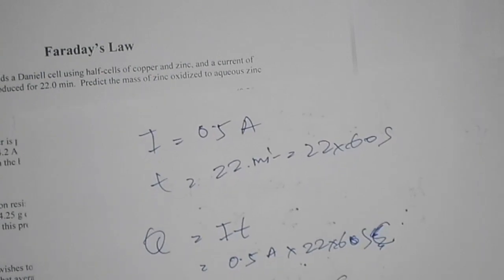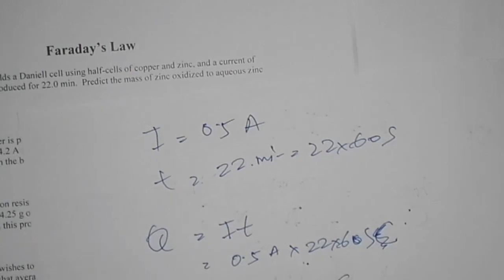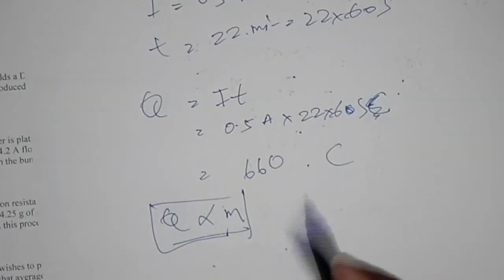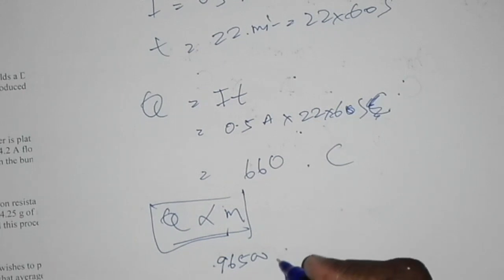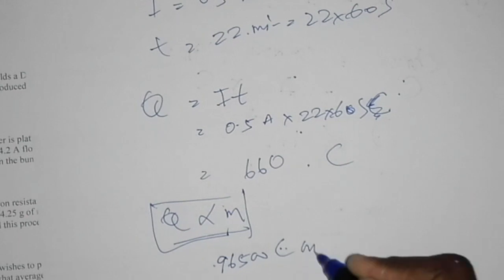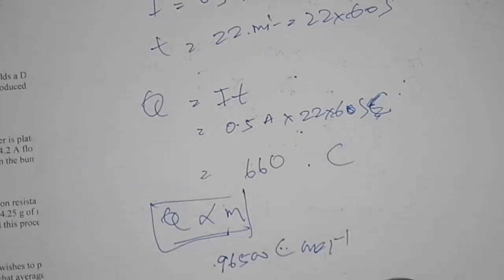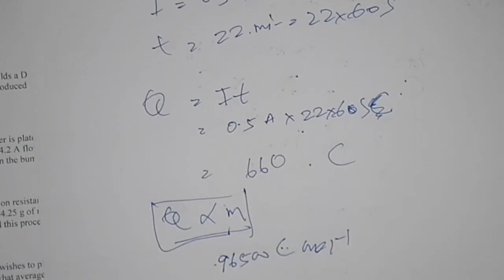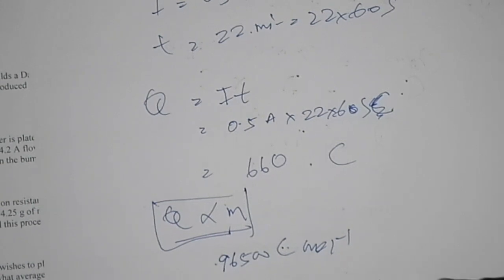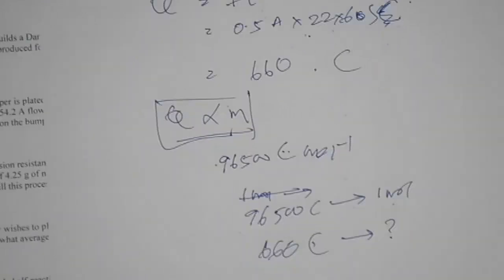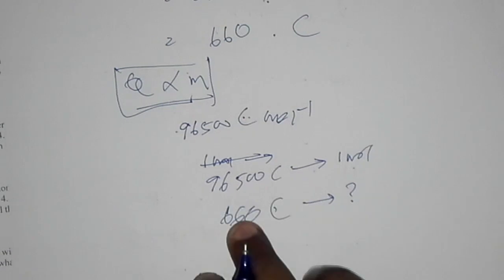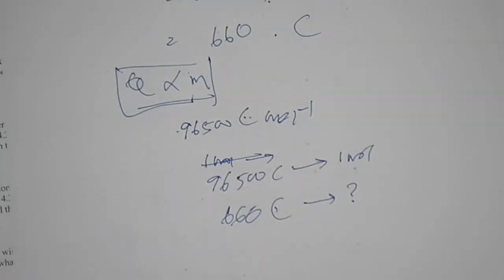Then you have to find the mass. They ask to predict the mass of zinc oxidized to aqueous zinc. So mass means you have to find, then the relationship is Q is proportional to mass. Now we know 96,500 coulomb is related to 1 mole. Then you have to find what amount of mole is related to 660 coulomb.